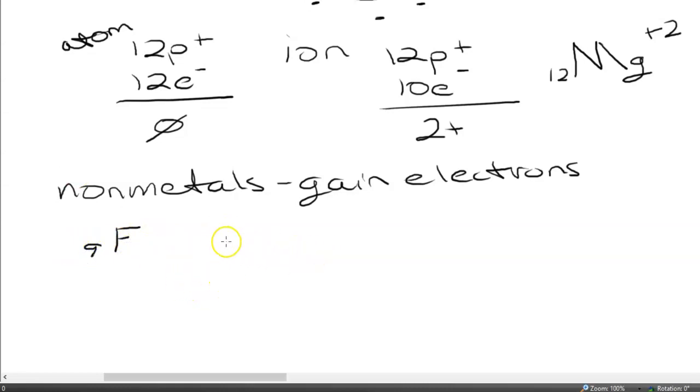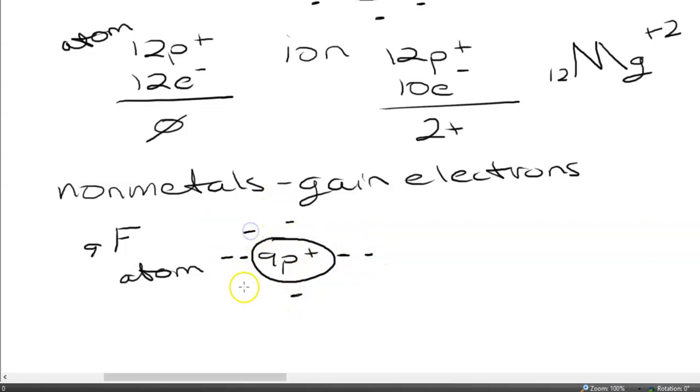If I were to draw it as an atom, it would have 9 protons in the nucleus, and then flying around on the outside, it would have 9 electrons. 1, 2, 3, 4, 5, 6, 7, 8, 9. And what you can see, interestingly enough, on the outermost valence electron shell, there are 1, 2, 3, 4, 5, 6, 7 valence electrons. Now the magic number is 8. Elements like to have 8 valence electrons.